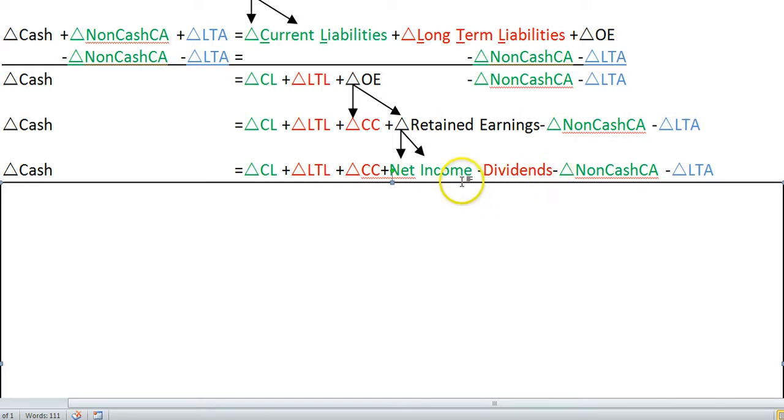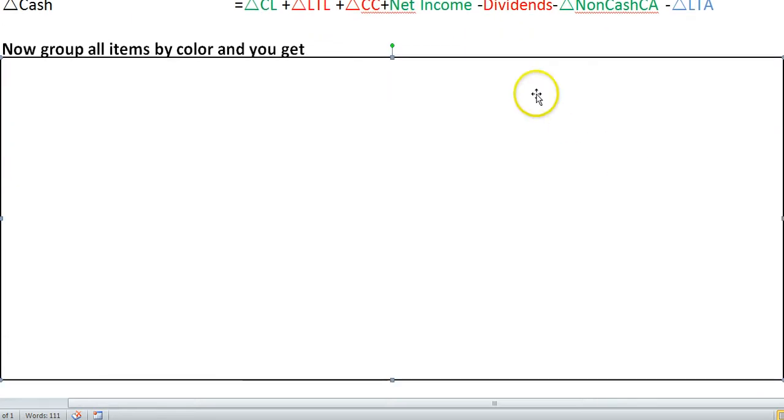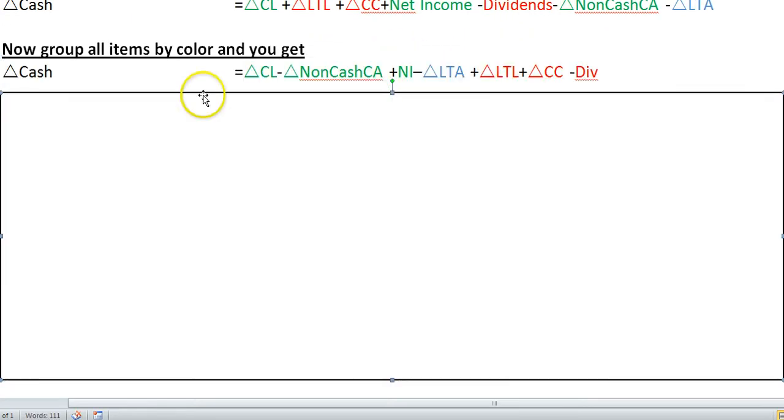Okay, continuing on down. If you group all like colors together, in other words, put the green things, which are operating activity related, all together, put the blue, which is only one by itself, and then the red by themselves, you get the following. Change in cash is equal to the operating activity related items, the investing related items, and the financing related items.